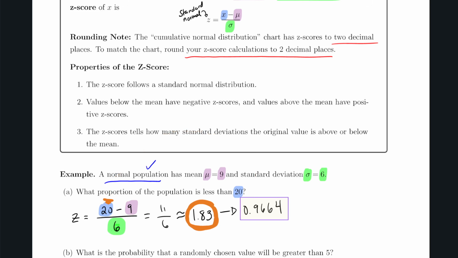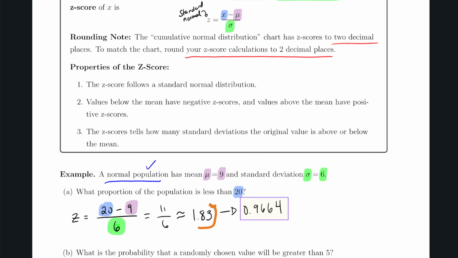Then using the chart, much like we talked about in detail in our last lesson, we found the area under the curve for values less than this is 0.9664. Well, the area under the curve is the same idea as the proportion of the population. Area under the curve, proportion of population, probability, all those are the same.